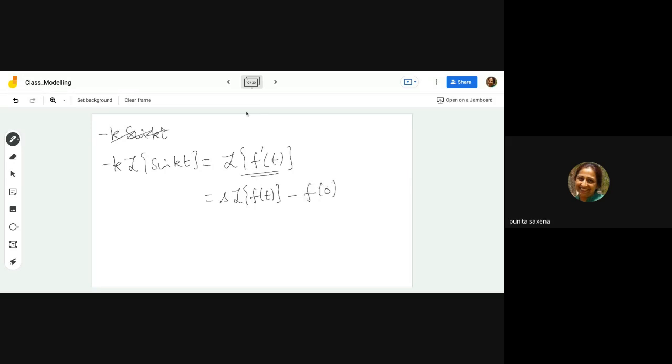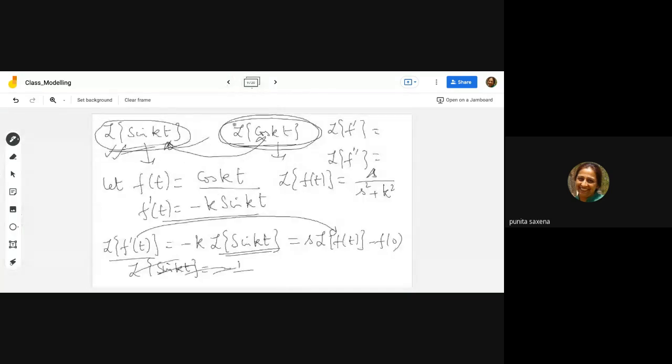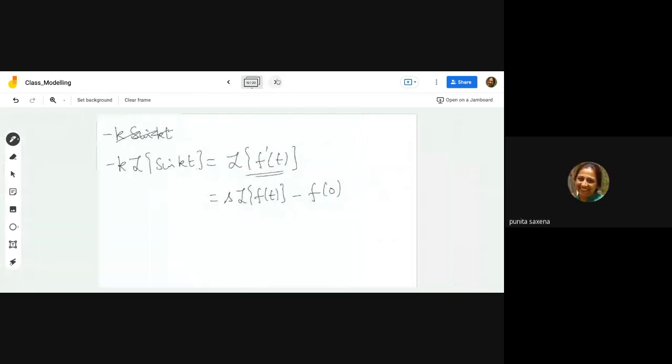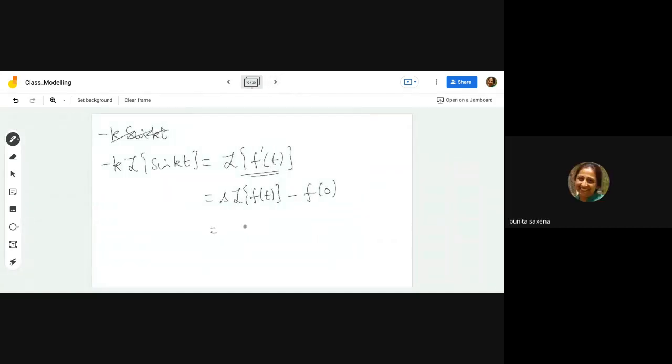ठीक है? But what is f at 0? Your ft was cos kt. So what is f at 0 in this case? 1. Okay, so that means this is nothing but s times the Laplace transform of cos kt minus 1. Is that right? But what is Laplace transform of cos kt? Because we have to use that.